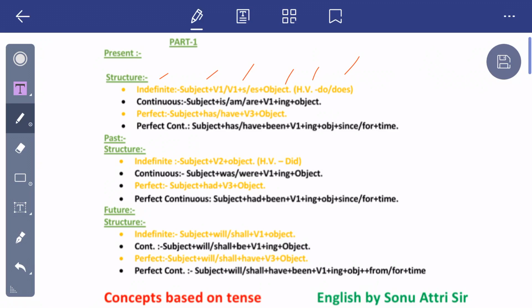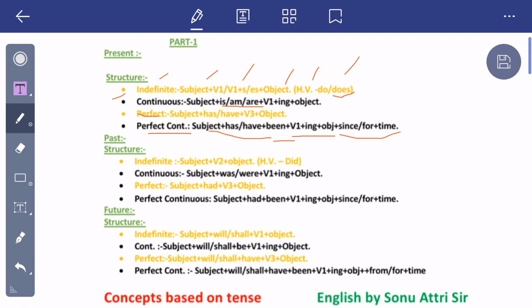Okay, now I have shown you continuous tense structure as well. So subject plus is, am, are plus v1 plus ing plus object. The same I have shown you perfect tense of present, that is subject plus has, have plus v3 plus object. So all of these are the forms of verbs in the structure of present tense.